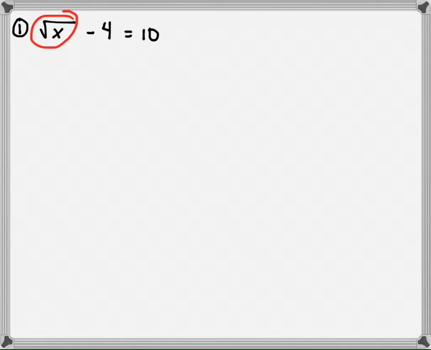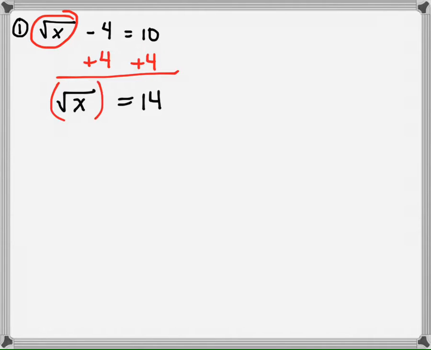So let's go ahead and get the square root isolated by moving everything else away. And that gives us the square root of x is equal to 14. What this means is there's something I can take the square root of that's going to equal 14. So to undo this process, you square both sides. And so x is equal to 196.